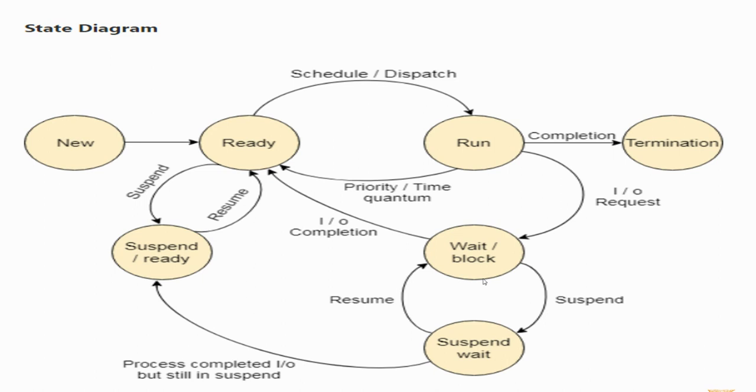Now, moving on to the new state. Whenever you type your code in an online compiler or any outside IDE, and when you save this code, immediately this code will be saved in the secondary memory. Now, the code that is saved in the secondary memory will be picked up with the help of a scheduler.